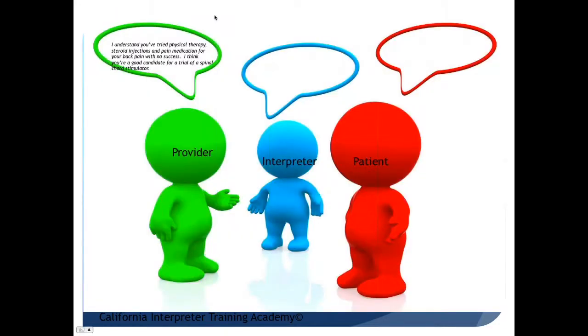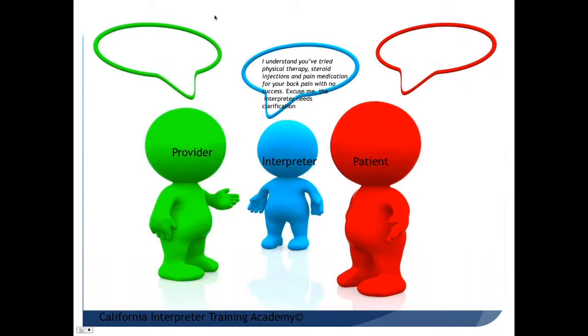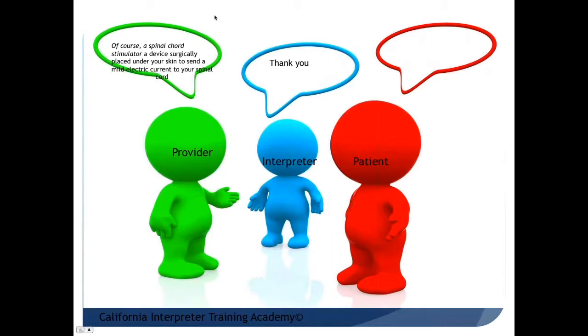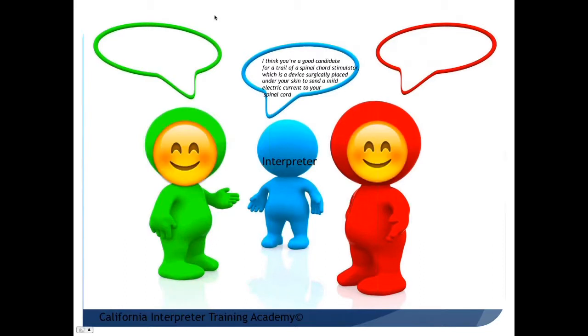So I understand that you've tried physical therapy, steroid injections, and pain medication for your back pain with no success. And I think you're a good candidate for a trial of a spinal cord stimulator. I understand you've tried physical therapy, steroid injections, and pain medication for your back pain with no success. Excuse me, the interpreter needs clarification. Doctor, the interpreter needs clarification. What is a spinal cord stimulator? Well, of course, a spinal cord stimulator is a device that is surgically placed under your skin to send a mild electric current to your spinal cord. Thank you. I think you're a good candidate for a trial of a spinal cord stimulator, which is a device surgically placed under your skin to send a mild electric current to your spinal cord.